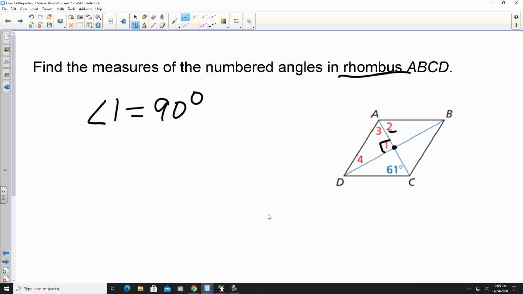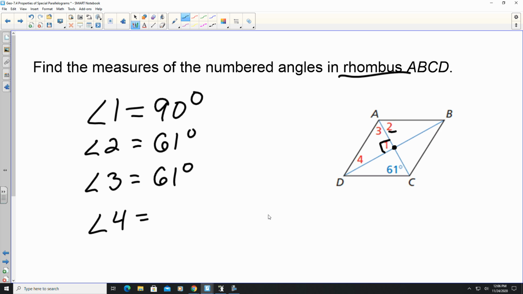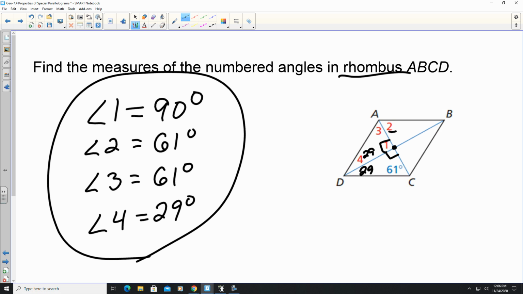I can tell you that angle 2 is going to be 61 degrees because of alternating interior angles. I can tell you that angle 3 is also going to be equal to 61 degrees because of the rhombus opposite angles theorem. I know that that diagonal bisects that angle A. And then finally, angle 4, I can figure that out. Well, if this is 90, I know this is 90. And then using triangle sum theorem, 180 minus 90 minus 61 gives me 29 here. That means it's 29 here because it bisects. So angle 4 is 29 degrees. So knowing all that, I know these are the 4 angles that they were looking for.